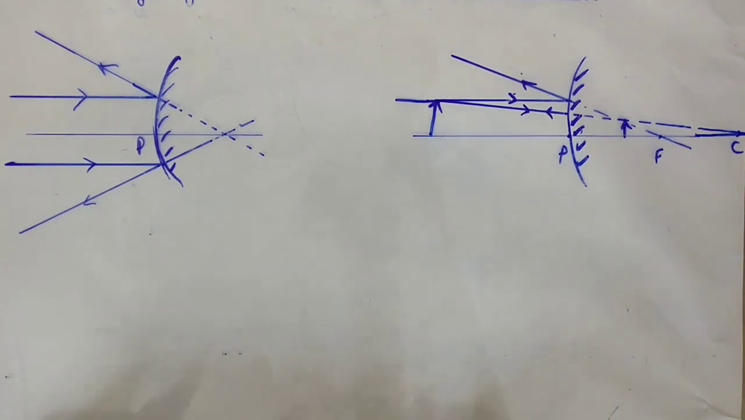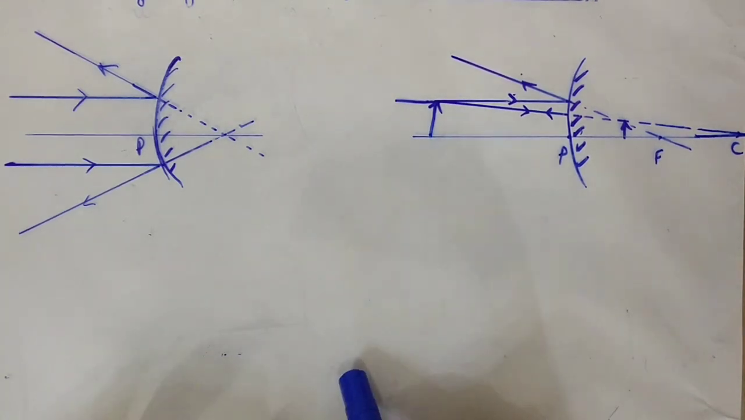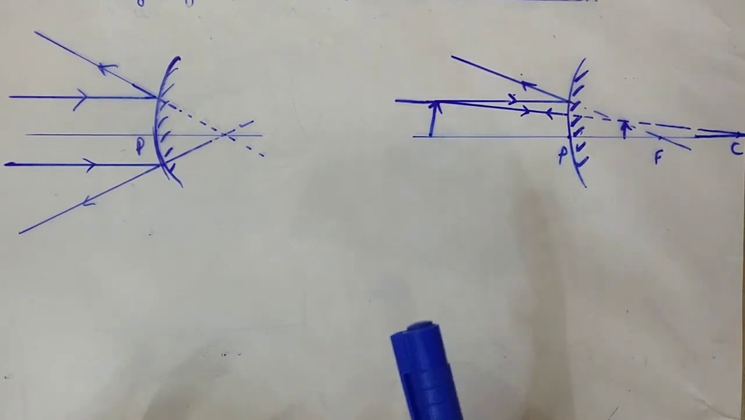You understood how to make the ray diagrams. Practice making ray diagrams on your own. Initially, you may make diagrams several times, rubbing and making it again. So try to make the diagrams with a pencil so that you get an idea how to make them properly.